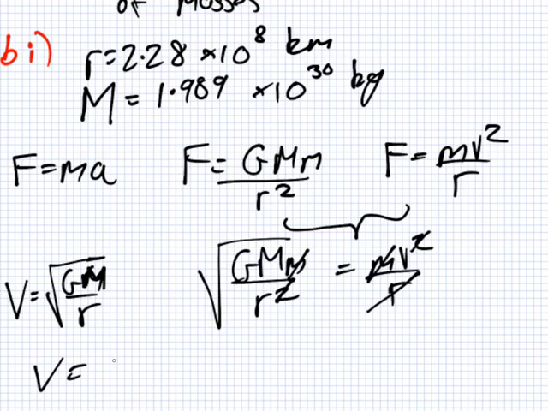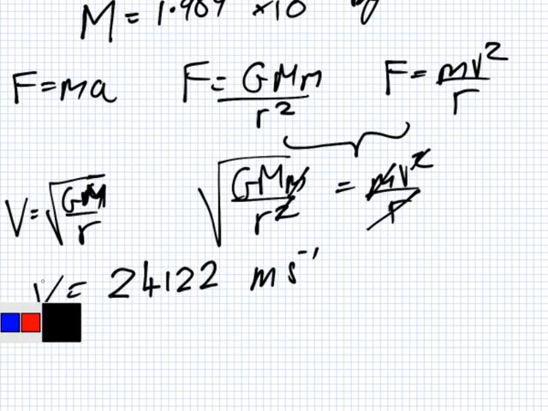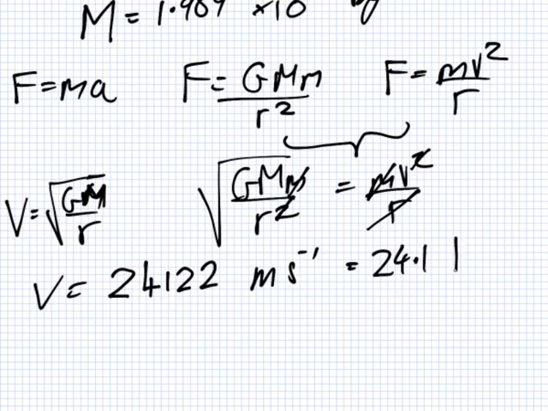What did you get? I didn't put that 2. It's okay, we all make mistakes. 24122 meters per second, which is correct. Or if you want, you could say that's 24.1 kilometers per second. Okay, B part 2 now.